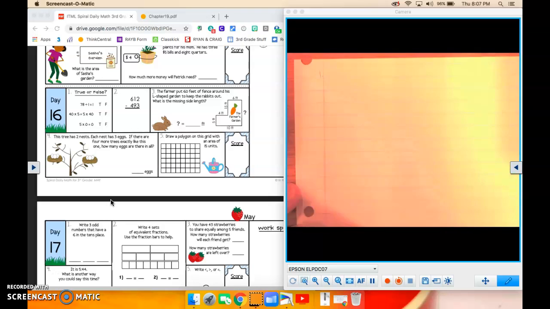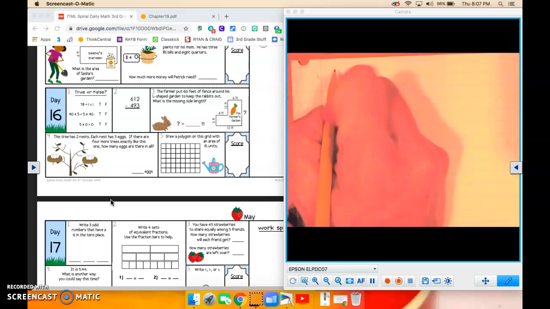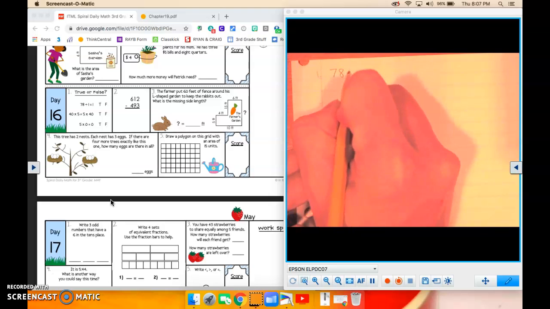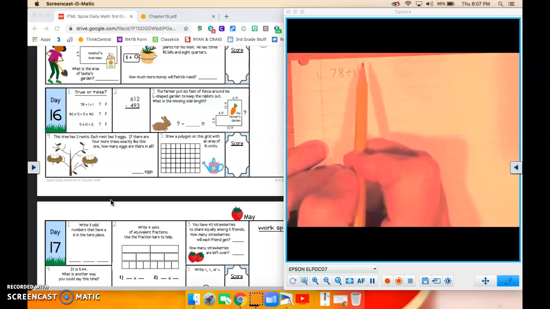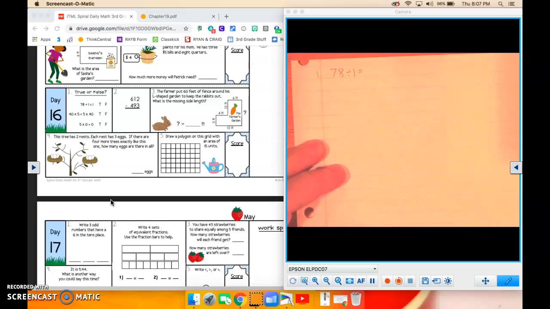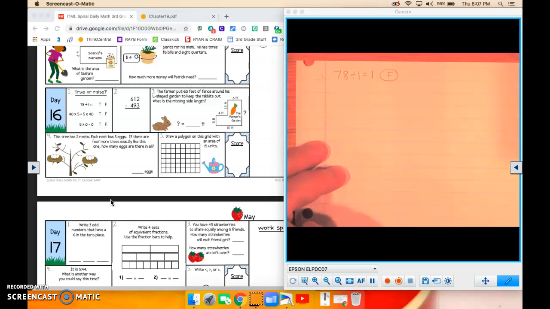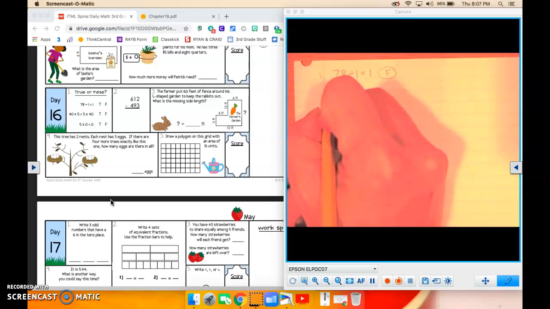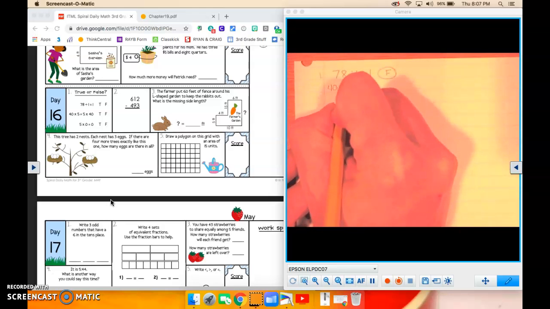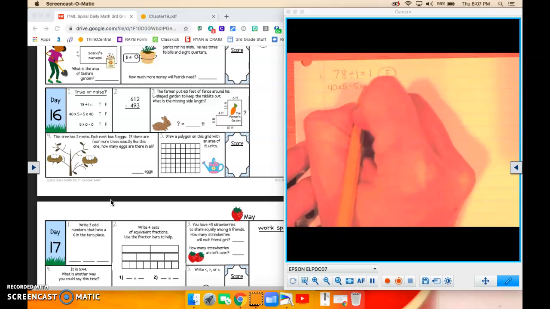Number 1. True or false? 78 divided by 1 equals 1. What do you think? 78 divided by 1 equals... So that's basically saying how many times does 1 go into 78? 1? False. That's 78.